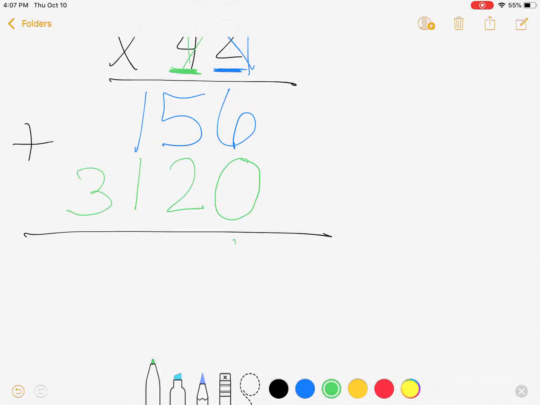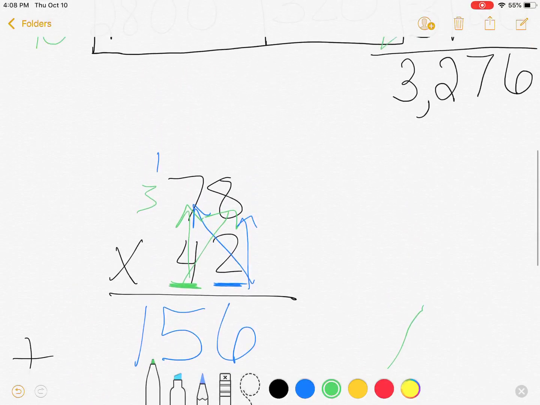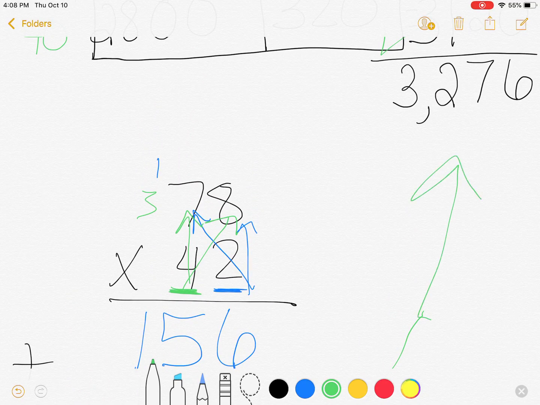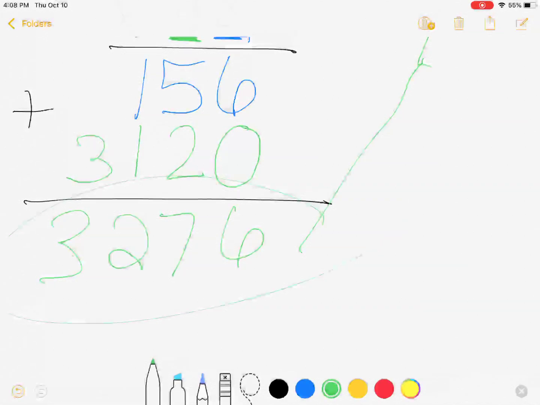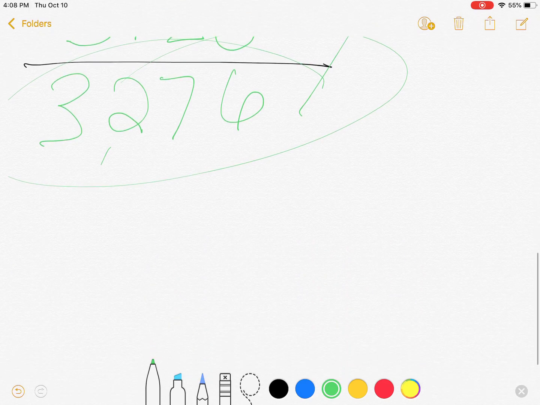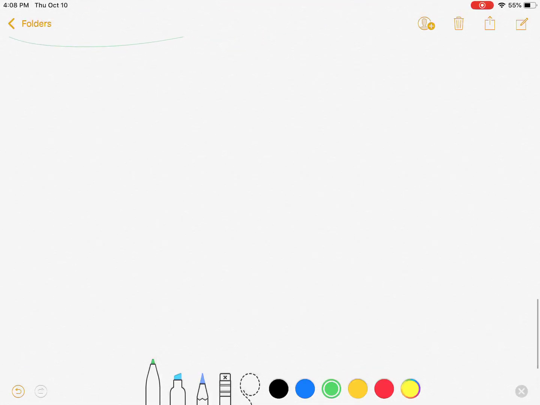6 plus 0, 6. 5 plus 2, 7. 1 plus 1, 2. And then the 3. Does it match? Yes. So remember, when you are taking your test, you need to draw those arrows to those partial products, and then the final product, 3,276.